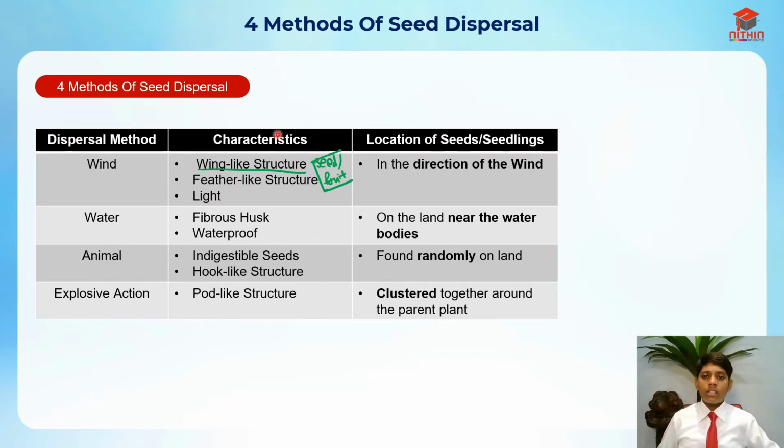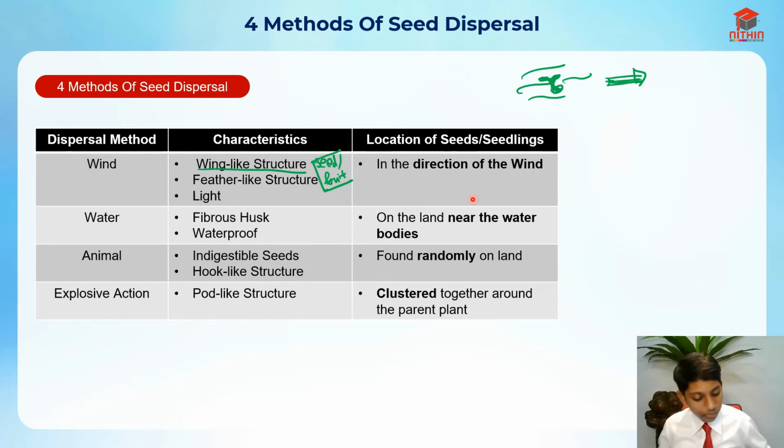And how do these seeds move? So basically the location of the seeds goes in the direction of the wind. Okay, so when they are being dispersed, the seeds are actually flying or basically gliding. So this is an example of a wind dispersed seed. So when the wind is coming this way, it goes in the direction of the wind. Okay, understand that.